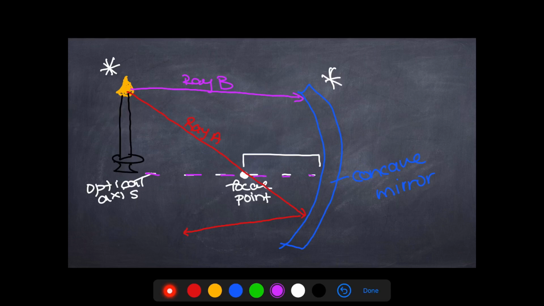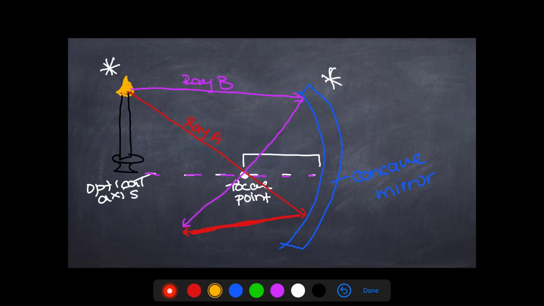So now it's going to get reflected, but when it gets reflected, it's also going to go through, let's do a better job of that. It's going to go through the focal point, and it's going to hit right here. Now, ray B is parallel initially to the optical axis, and when it gets reflected, it's going to go through the focal point. Ray A is going to go through the focal point initially, and when that gets reflected, it's actually going to go parallel to the optical axis. So this ray right here, even though I didn't do a good job of drawing it, is going to be parallel to the optical axis, okay?